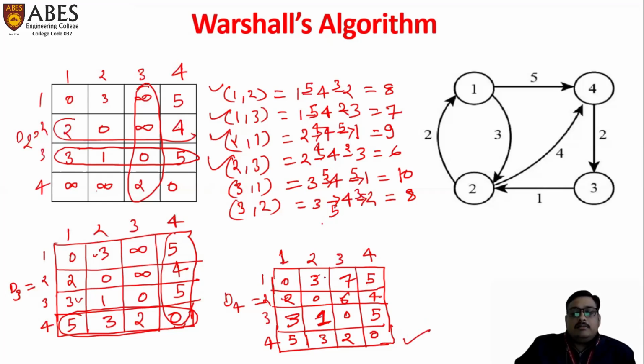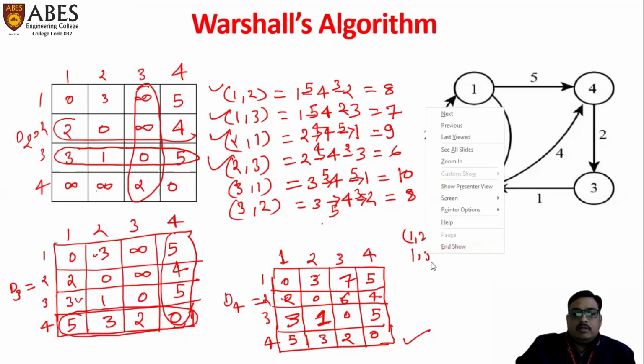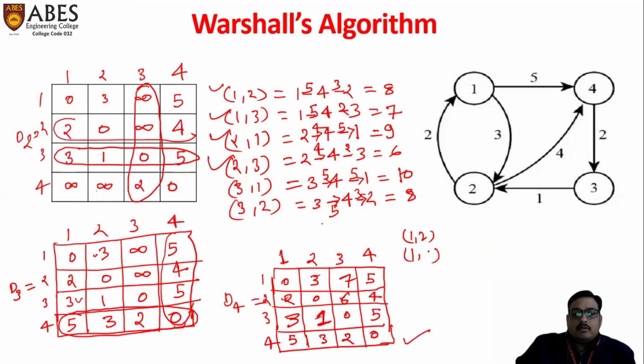And this denotes the shortest path for each pair of vertices. Like the diagonal is zero, definitely, because we don't have any self flow. So cost of 1 to 1 is definitely 0, 2 to 2 is 0, and so on. Cost of 1 to 2 is 3. 1 to 3 is 7. If we summarize this one, we can write like this: 1 to 2, 1 to 3, 1 to 4.